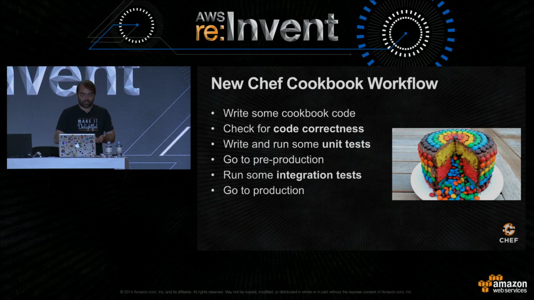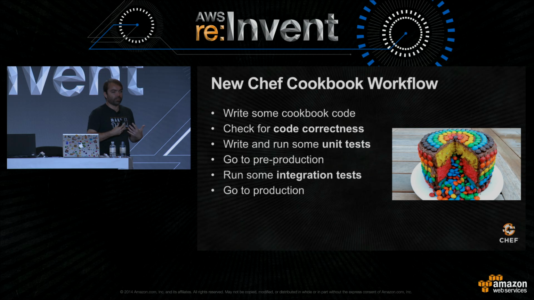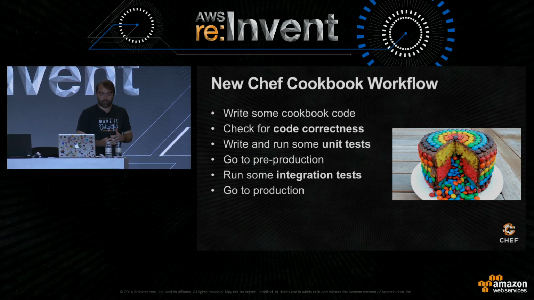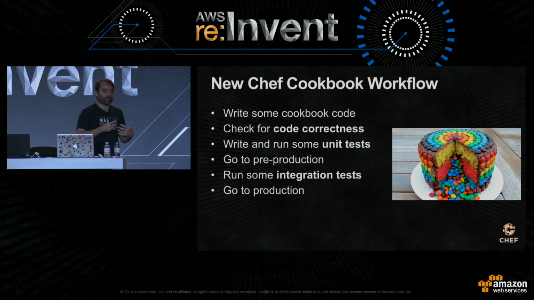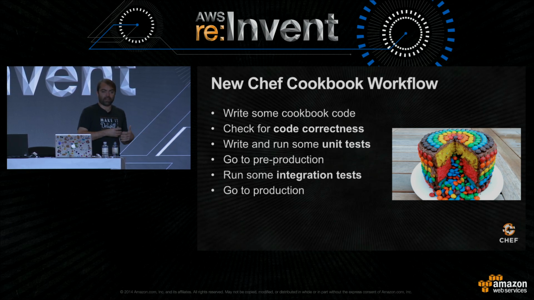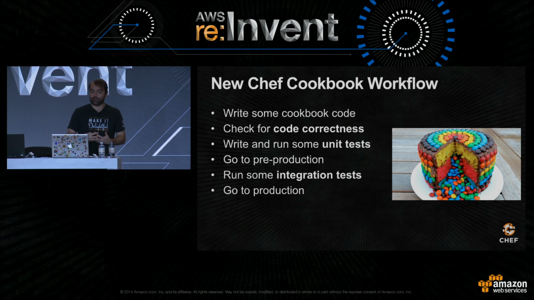So we write some cookbook code. We run some tooling to test for cookbook correctness. And we can write and run some unit tests as well to make sure that when I'm configuring my system, it's actually behaving the way that I think, right?